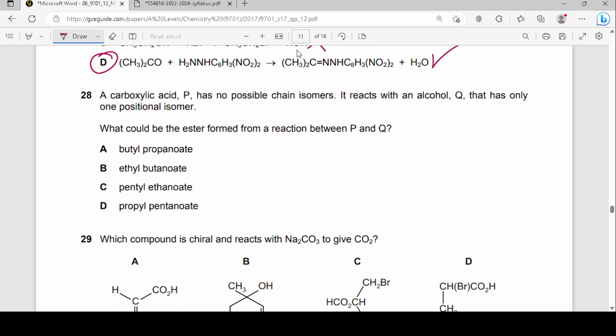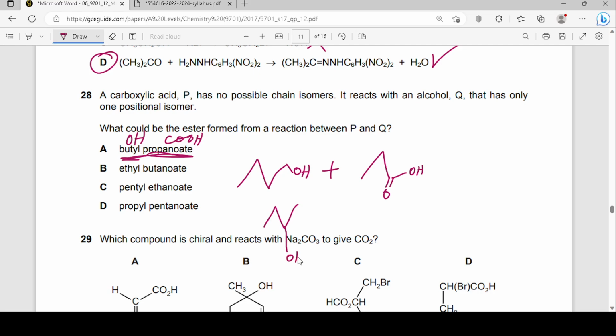Okay, now question number 28. A carboxylic acid P has no possible chain isomers. It reacts with an alcohol Q that has only one positional isomer. What could be the ester formed from a reaction between P and Q? Okay, so in the first option we have butyl propanoate. So that means this is the alcohol part, butyl, and the propanoate means that's the carboxylic acid part. Right. So butyl means I had butanol and propanoic acid. So propanoic acid does not have any chain isomers. That is true. And what about butanol? Butanol would have one position isomer.